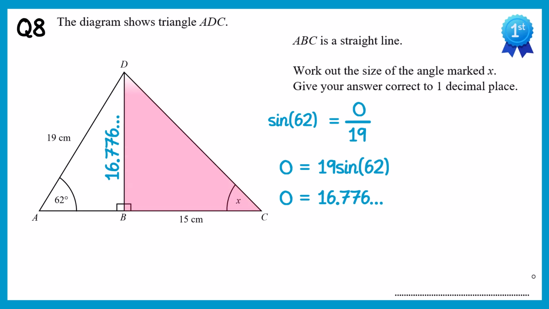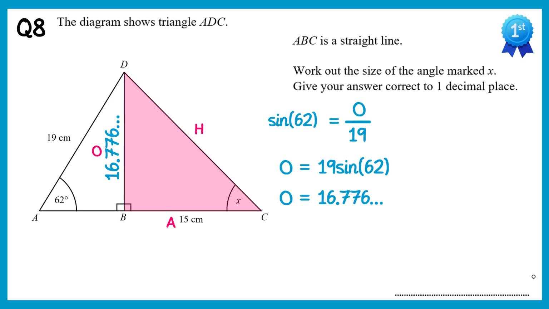Now if we look at the triangle on the right hand side, we're trying to find the angle x. We can once again use trigonometry. So if we label this triangle, the hypotenuse is the longer side opposite the right angle here, the opposite is the one opposite the angle x, which is this one, and the adjacent is the one at the bottom down here. This time we know the opposite and the adjacent, so we want to use tan.